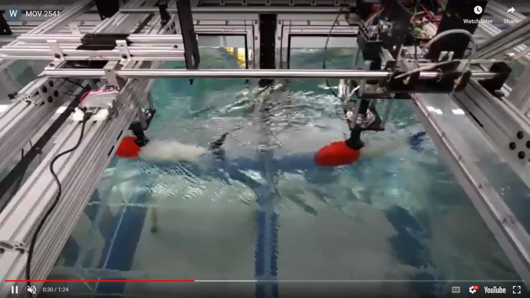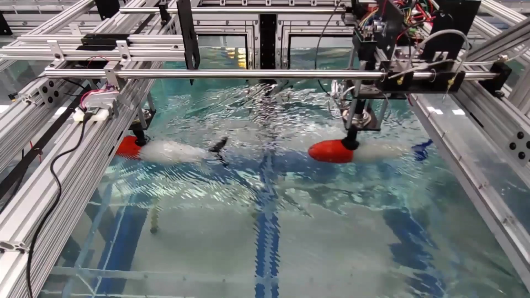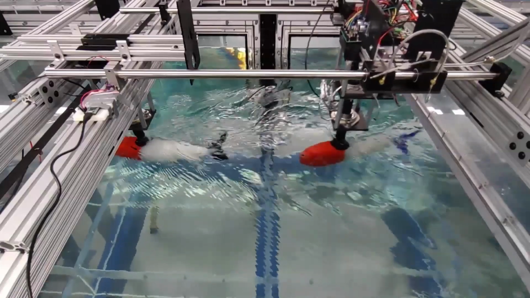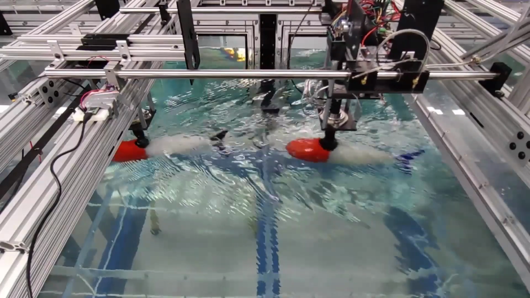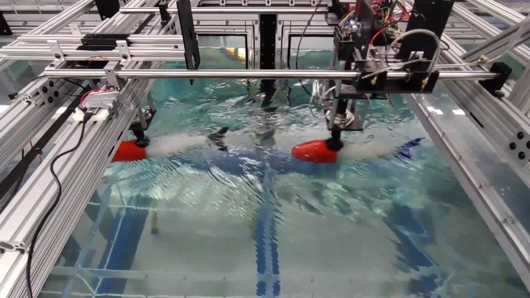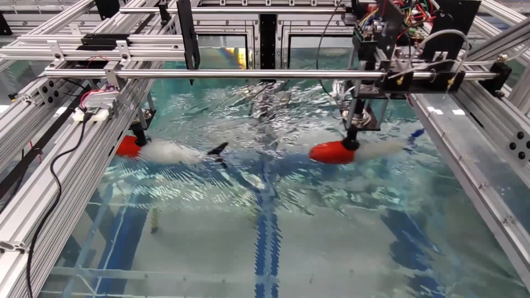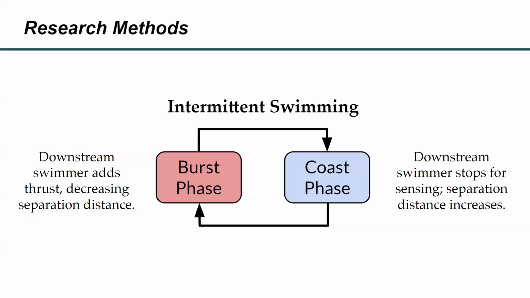These are two fish from my lab, and we can see there's a fish in the front who's flapping at a constant velocity, and there's a fish in the back, downstream somewhere, who is flapping and stopping, flapping and stopping. As it flaps, it gets closer to the leader, and then as it stops, it drifts back a little bit. So this process is called intermittent swimming, and it consists of two phases.